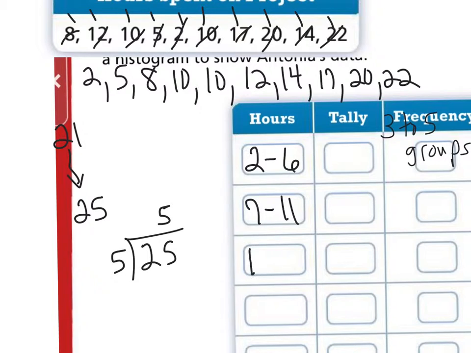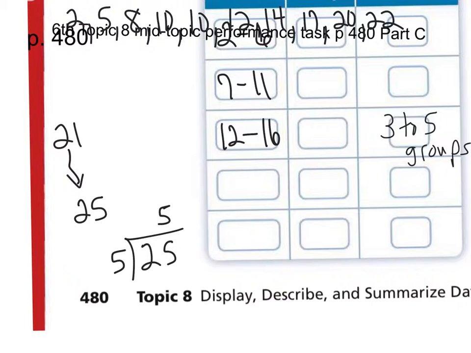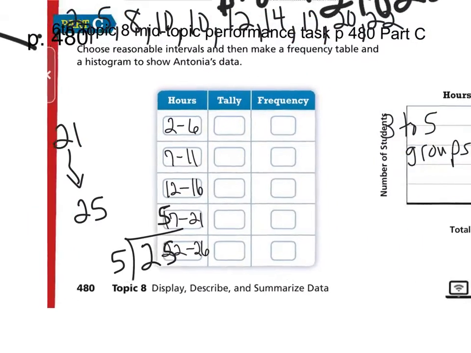So our next group would have to pick up at 12. That would go from 12 through 16. Again, if you count that out, 12, 13, 14, 15, 16. Next would be from 17 through 21. And then our last group, 22, 23, 24, 25, 26. So 22 through 26 would be our last group here.